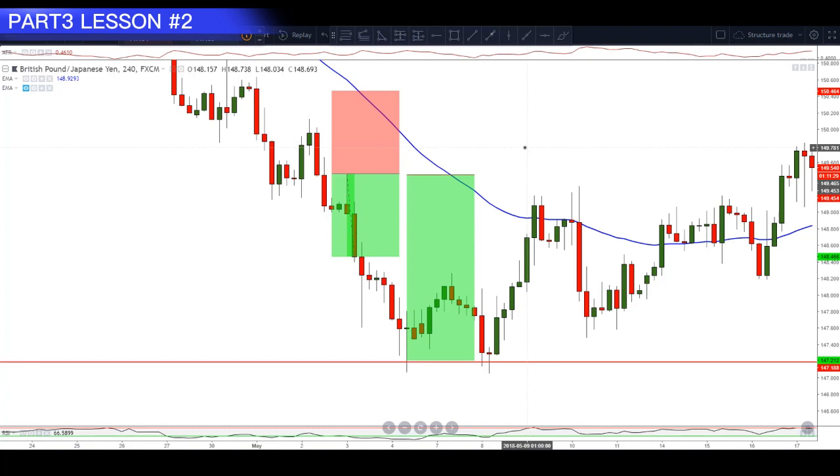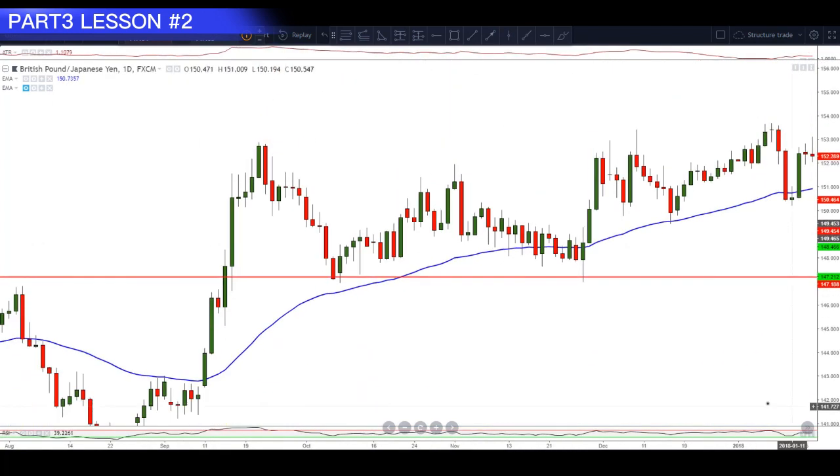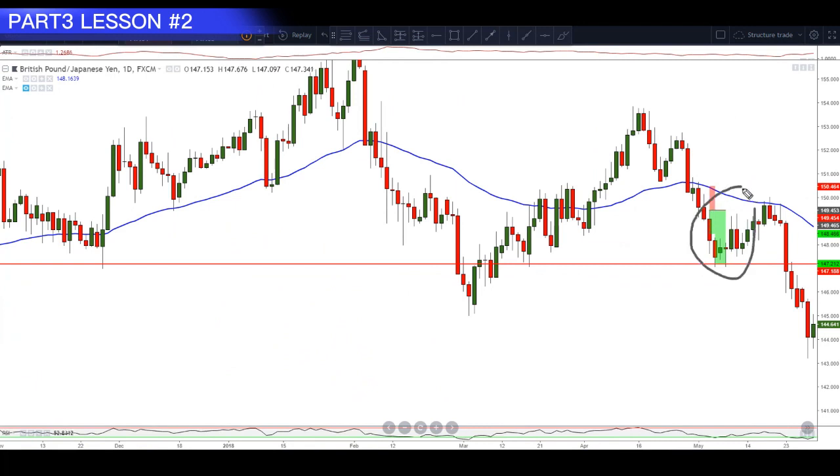Now, what determines the second part of my targets? That's an important aspect of this multiple target taking technique. The second part of my targets are determined by daily levels of structure, multiple tested daily levels of structure. So let's zoom out to a daily chart. Here we are on a 1-day chart, and right here is where our trade is.